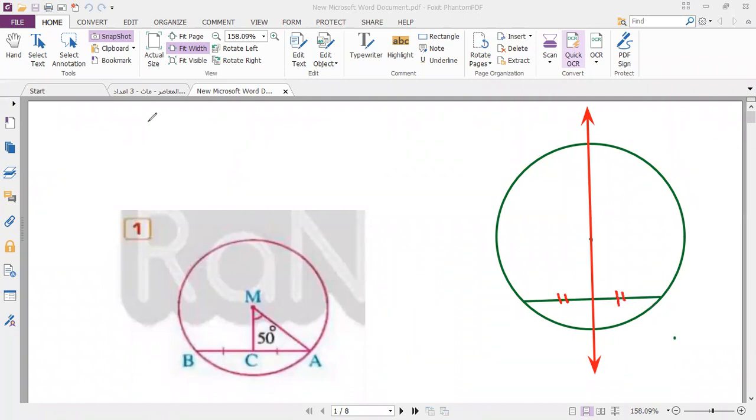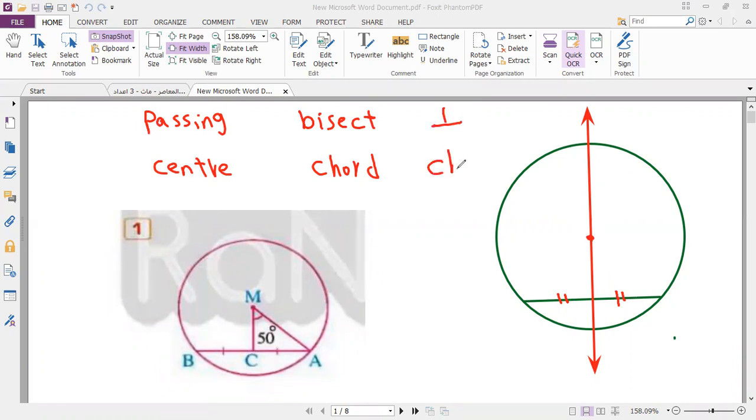So once again, the straight line is passing through the center of the circle and bisects any chord in the circle. I proved before that the straight line passing through the center and bisects any chord is going to be perpendicular to this chord, okay?